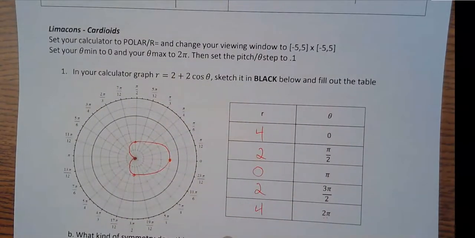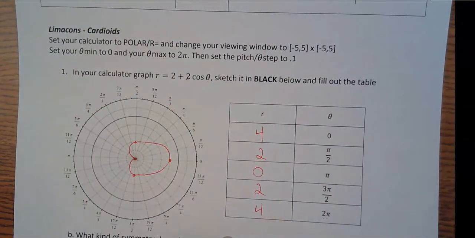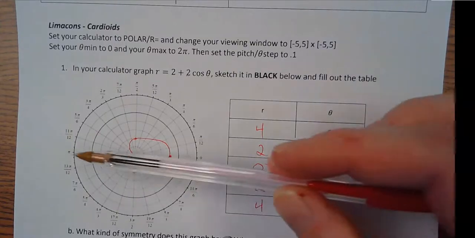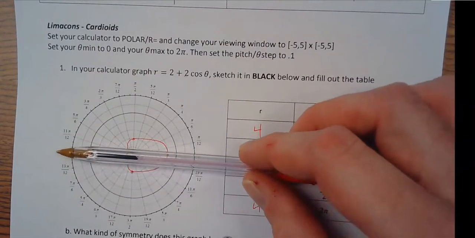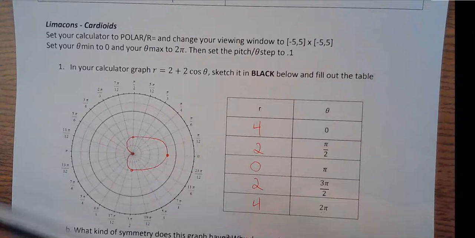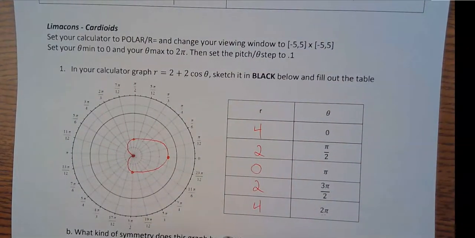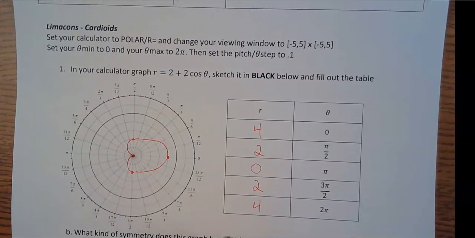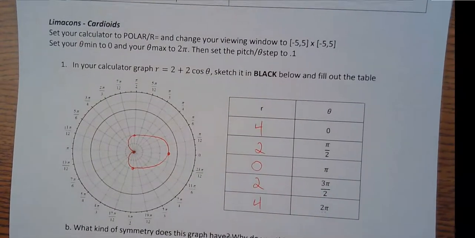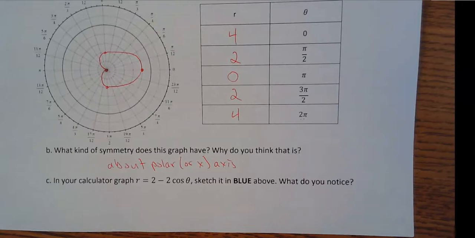Kind of a sideways heart looking thing. I guess it looks better on the calculator than here. But what kind of symmetry does this graph have? If you look at this, we don't necessarily want to say the x-axis, but if you say the x-axis, it means the same thing. But that's like the polar axis. So it is about the polar or x-axis. So why do you think that is?